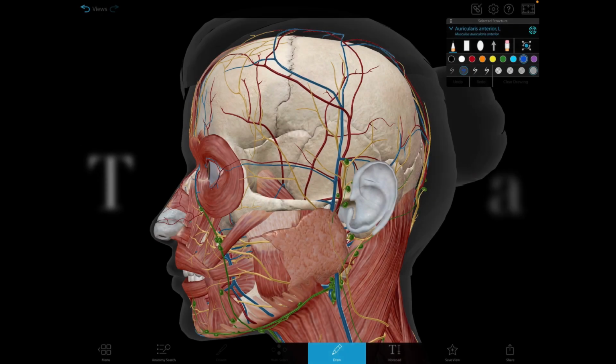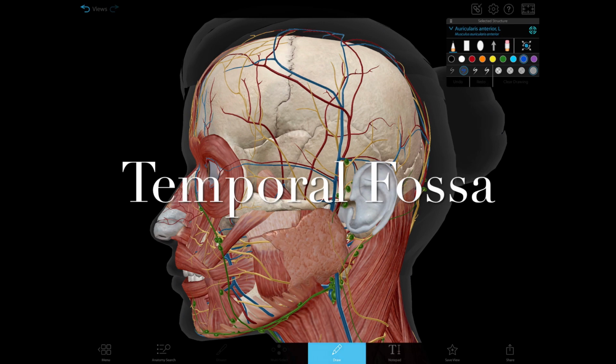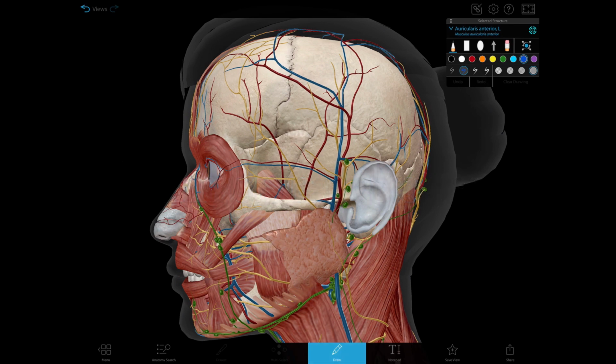The temporal fossa has a couple of boundaries. First of all, we have the anterior boundary, which is where the zygomatic process of the frontal bone is located. So this is going to be your frontal bone right here, and the frontal process of the zygomatic bone. This is your zygomatic bone. Then there are the superior and posterior boundaries by the superior temporal line, which should be around this area right here.